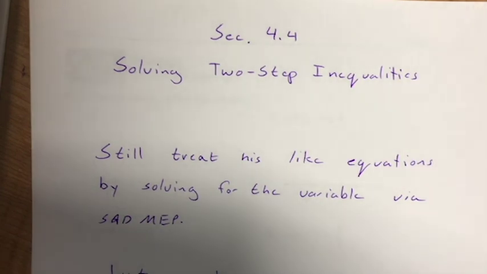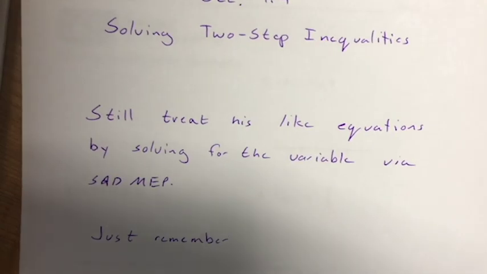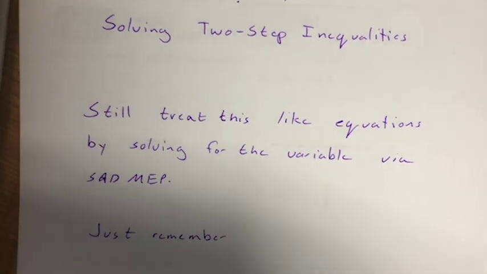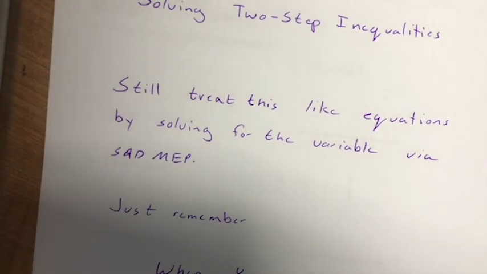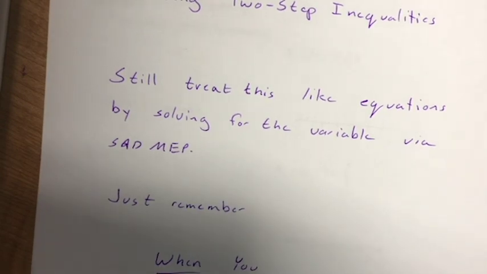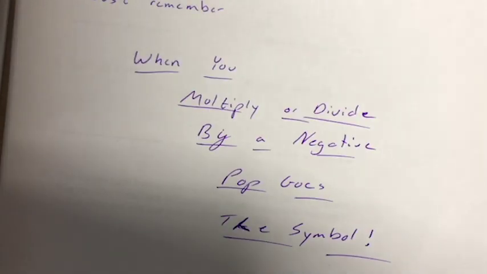All right, so section 4.4, solving two-step inequalities. We're still going to treat this like equations, but solving for the variable via SADMAP. Anyway, we're just going to move on. We're still going to treat it just like we have done other equations before. Just remember, when you multiply or divide by a negative, pop goes the symbol. All right, so just remember that.